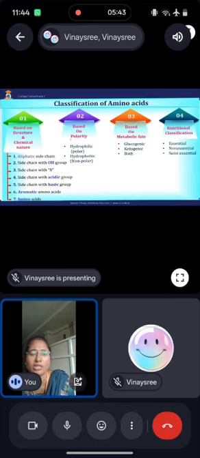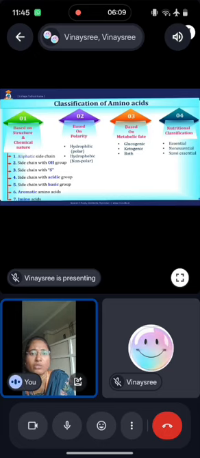Based on polarity and solubility, there are two types: hydrophilic and hydrophobic. Based on metabolic fate: glucogenic, ketogenic, and both. That means amino acids involved in glucose formation, amino acids involved in ketone body formation, and also amino acids involved in both glucogenic and ketogenic pathways.